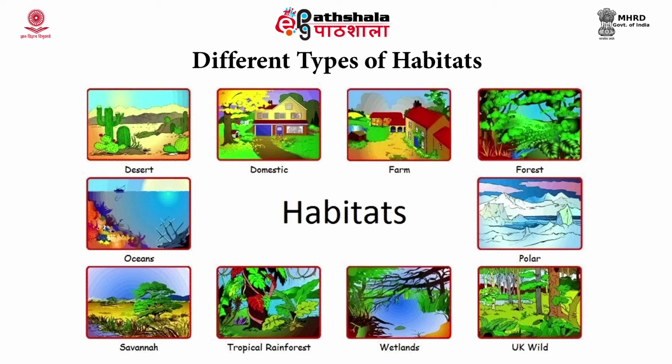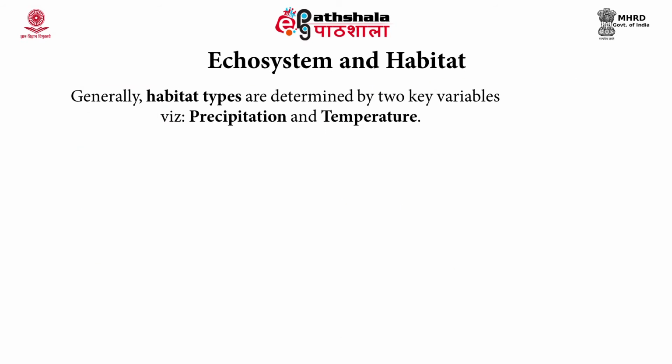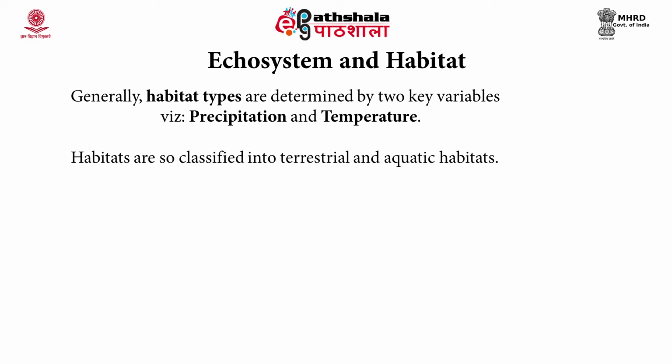In Figure 5, we have the different types of habitats like domestic, farm, forest, polar, wetland, tropical rainforest, savanna, oceans, deserts, etc. Generally, the geographical distribution of the Earth's different habitat types is determined by two key variables, namely precipitation and temperature. Habitats are also classified into terrestrial and aquatic habitats.